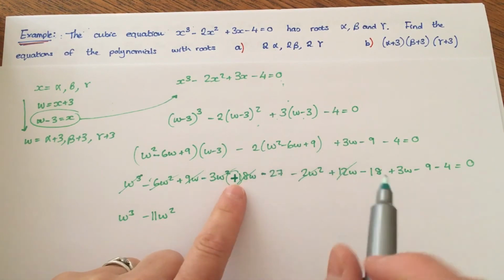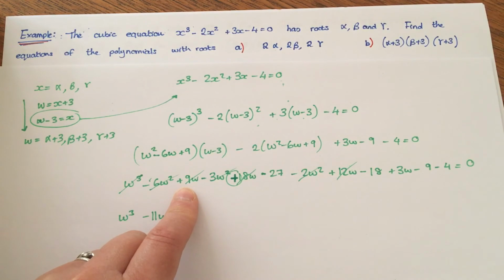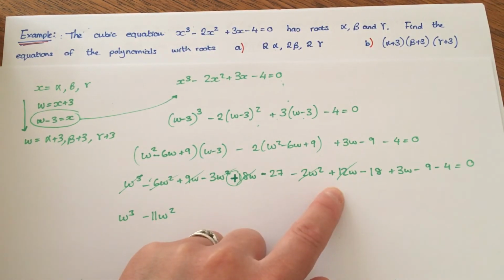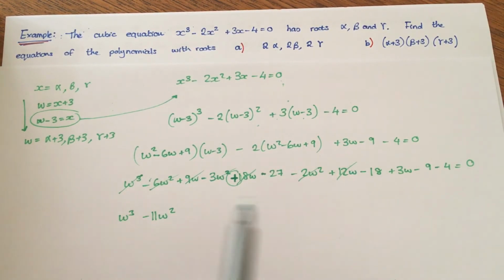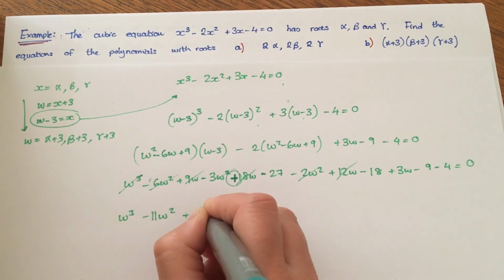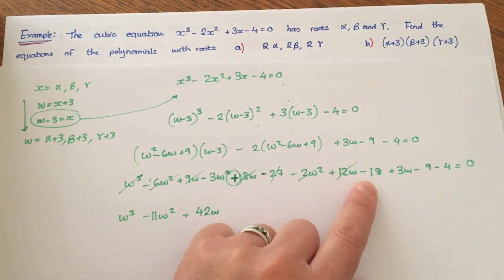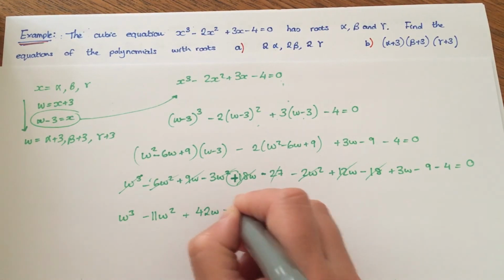That was my mistake. So if I go back to the w's, sorry about that, I had 9w plus 18w plus 12w plus 3w. 42, that's what I wanted. Sorry about that. And then for the numbers, I've got negative 27 minus 18 minus 9 minus 4, minus 58. That's better.